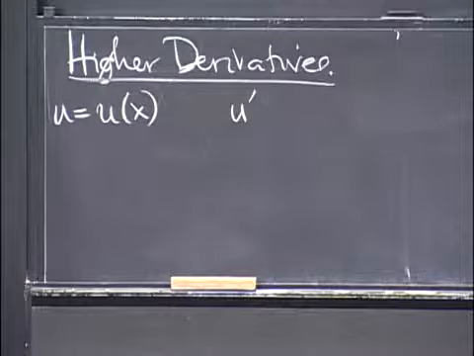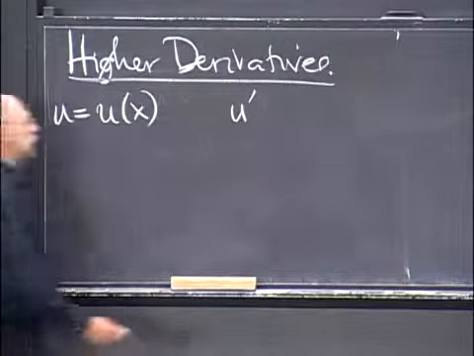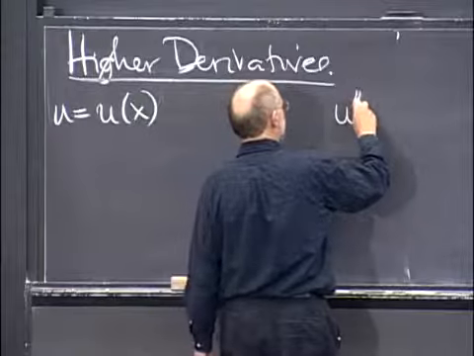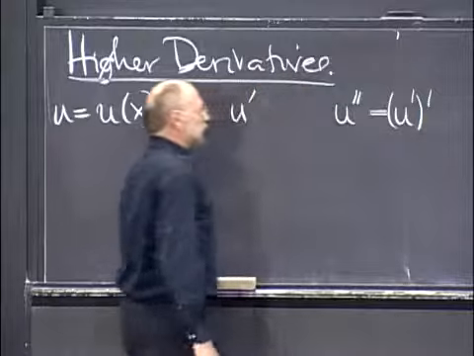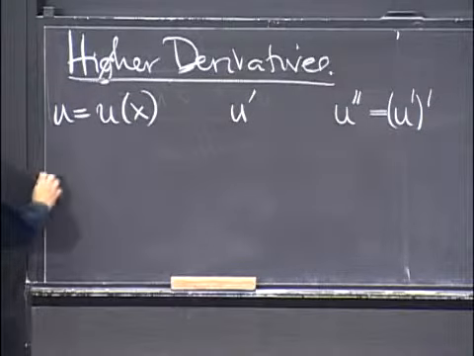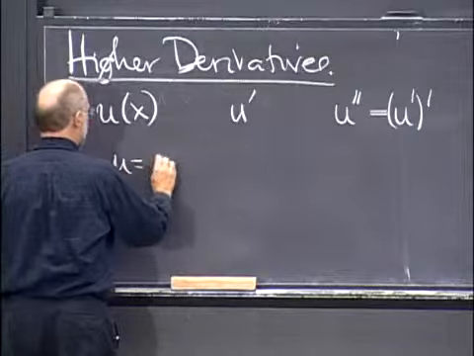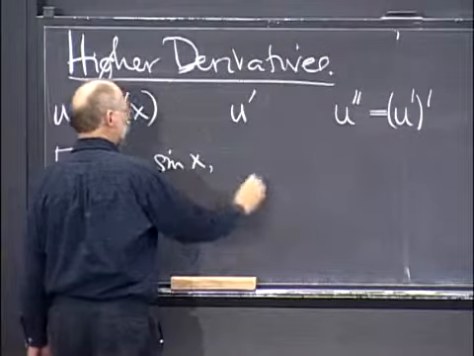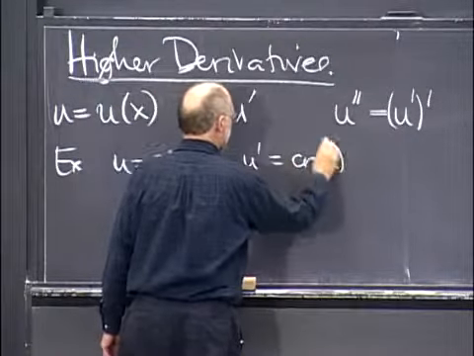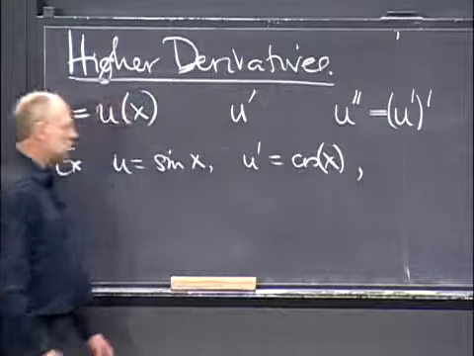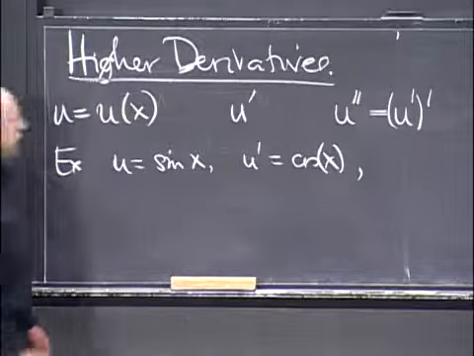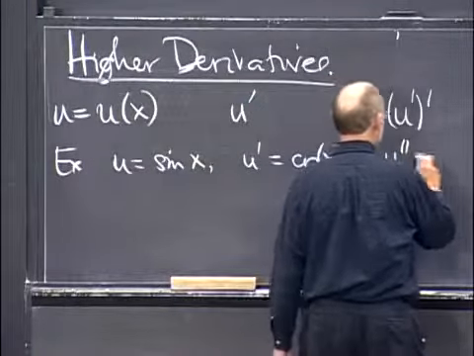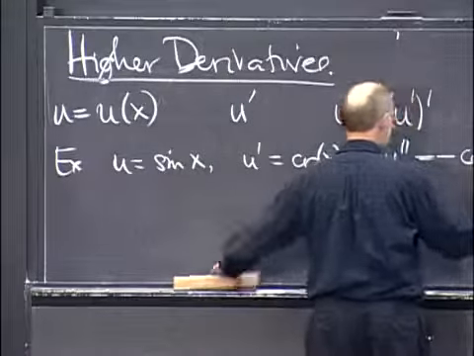Like if you started with the sine, that's going to be the cosine. A new function, so I can differentiate it again. And the notation for differentiating it again is u prime prime. So u prime prime is just u prime differentiated again. For example, if u is the sine of x, u prime is the cosine of x. Has Professor Jerison talked about what the derivative of cosine is? What is it? Okay, so u prime prime is minus the sine of x.